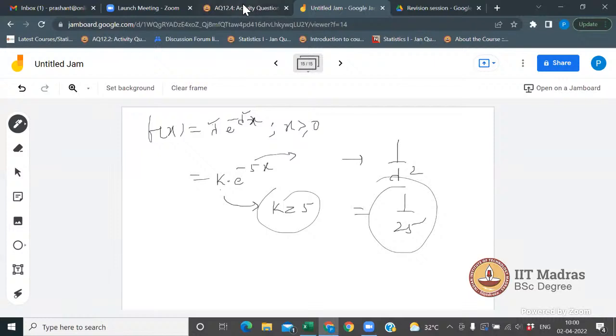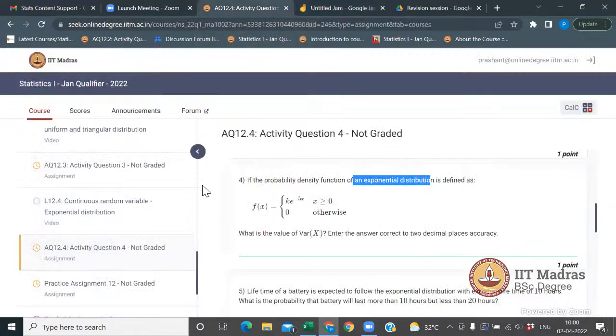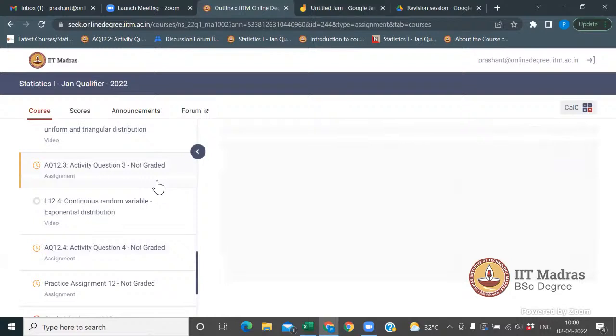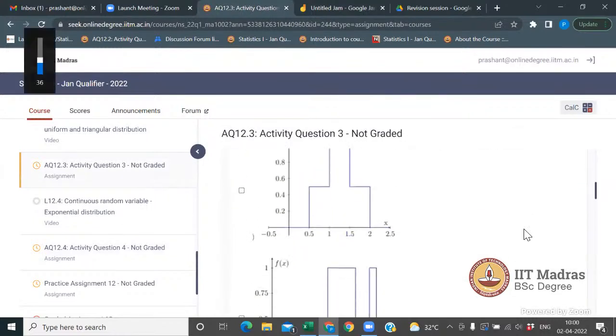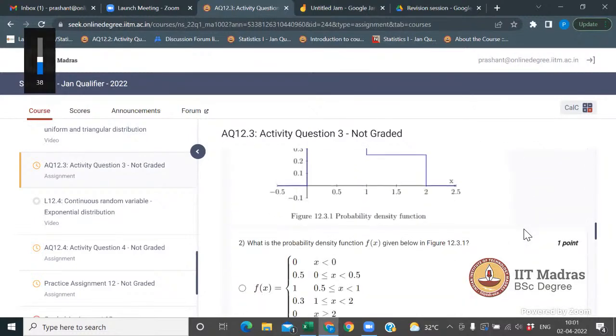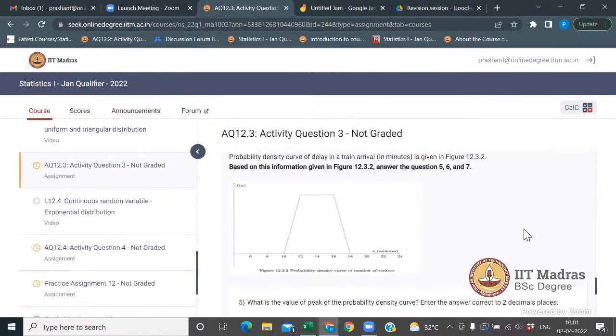Okay, now activity 12.3. Excuse me, sir, even if we hadn't got that particular answer, we can use e to power minus 5x, and 5 should be equal to lambda. So we can simply write 1 by lambda square, that will be 1 by 25. That's it. Okay, sir, thank you.